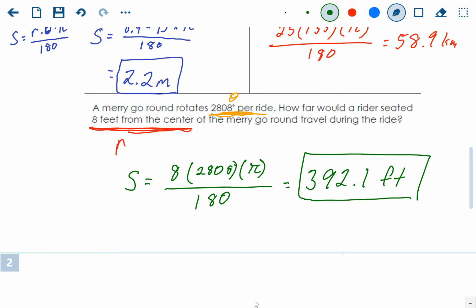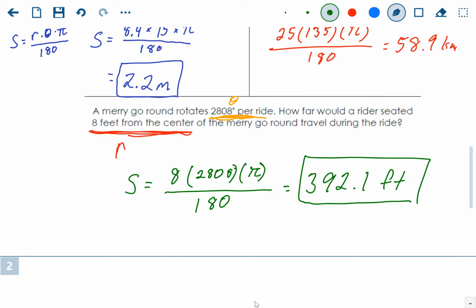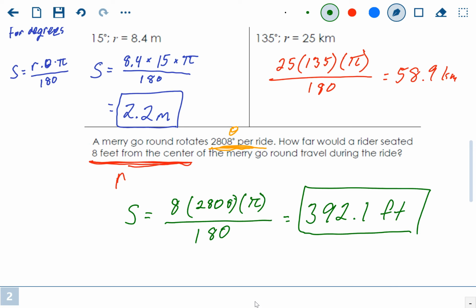Okay. Now, if someone was seated closer to the center, they would travel a smaller distance. Again, we're going to talk about that in the third section of Trig. But they would go faster.